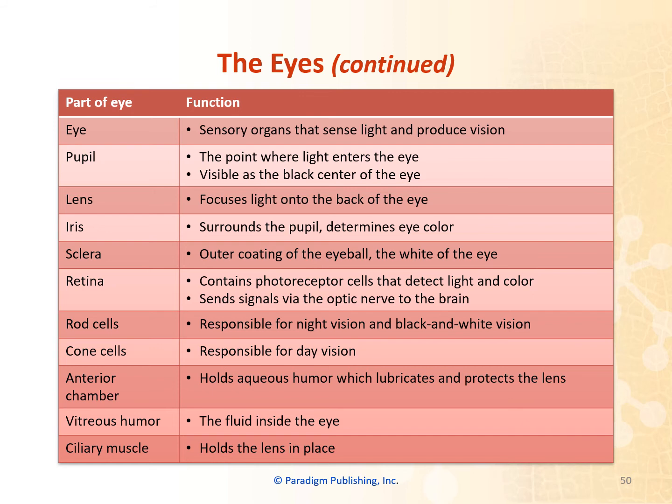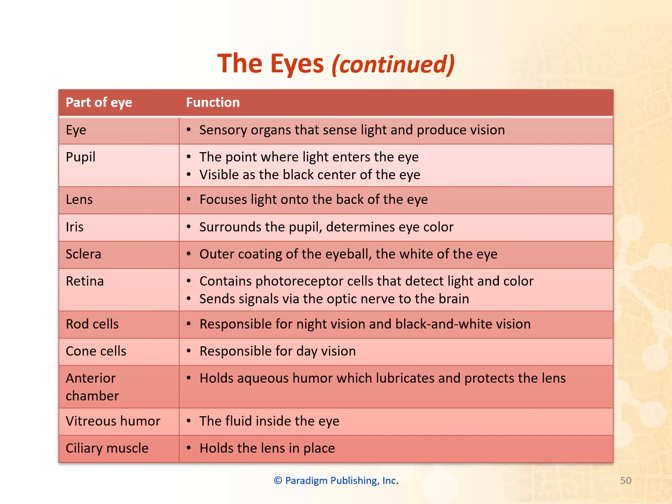The lens focuses light onto the back of the eye. The iris surrounds the pupil and determines eye color. The sclera is the outer coating of the eyeball, the white of the eye. The retina contains photoreceptor cells that detect light and color and send signals via the optic nerve to the brain. The rod cells are responsible for night vision and black and white vision. The cone cells are responsible for day vision.